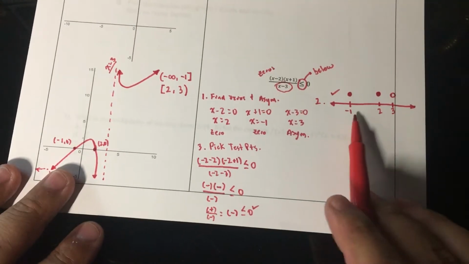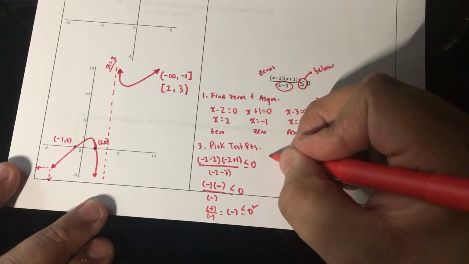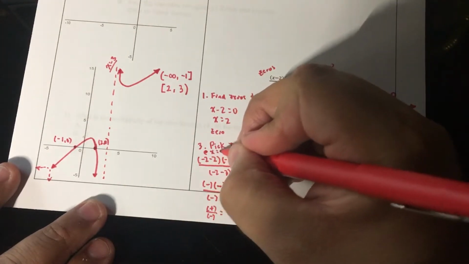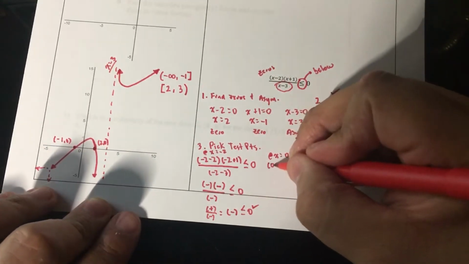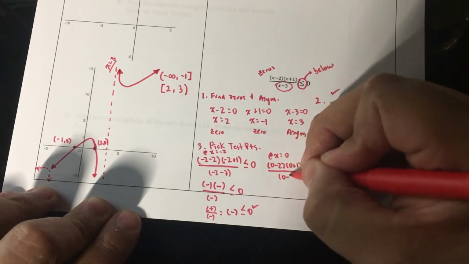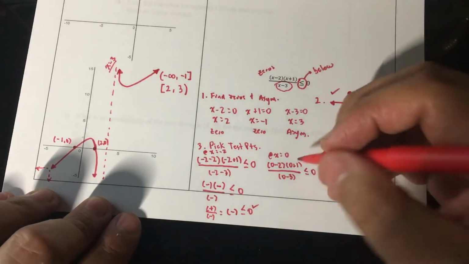Okay? So now I'm going to choose a number between negative 1 and 2. So I'm going to choose x equals 0. So I should have put that over here, at x equals negative 2. So I'm going to put this again, guys. So 0 minus 2, 0 plus 1, 0 minus 3. And I'm going to check, is this less than 0?